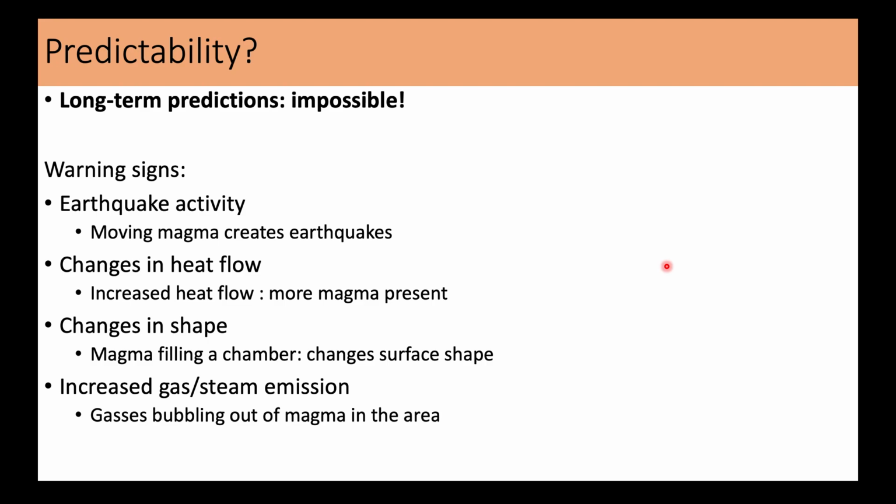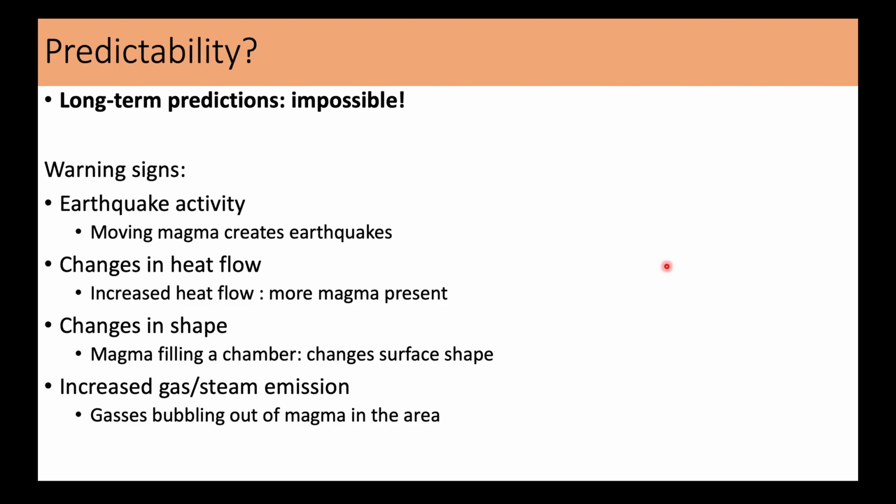Often when a volcano is getting ready to erupt, magma is moving upwards, and there's increased earthquake activity. That magma moving in the volcano is causing earthquakes. There's often changes in heat flow. There'll be increased heat flow because there's more magma present near the surface, as well as changes in shape. Magma can fill up chambers and move further up, causing changes in the shape of the surface, as well as increased gas emissions. If there are increased gases bubbling out, we can expect that there's more magma reaching the surface. However, these things don't usually happen together, and they can all also happen separately.